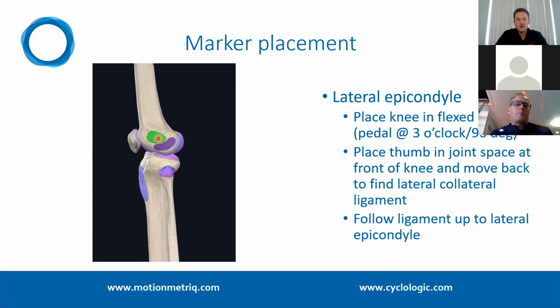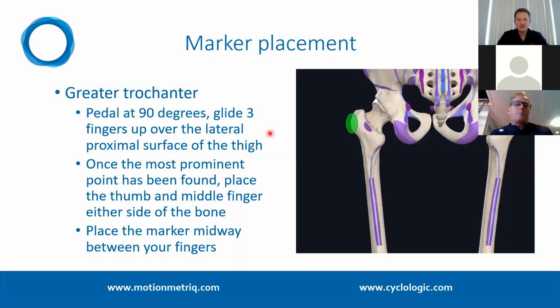So we want to put a marker in a place that represents something close to an accurate position throughout the whole of the pedal stroke, and that's the way that we do it. So moving on to the third and final marker placement we're going to talk about today, the greater trochanter. Those three markers give you two sides of a triangle, two lines that you can work out the angle between.